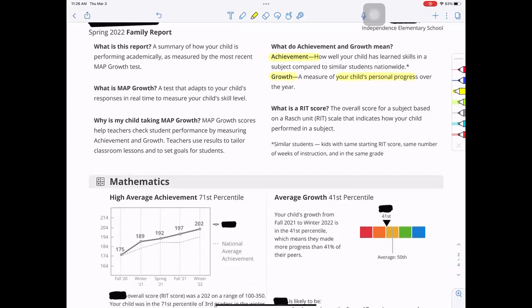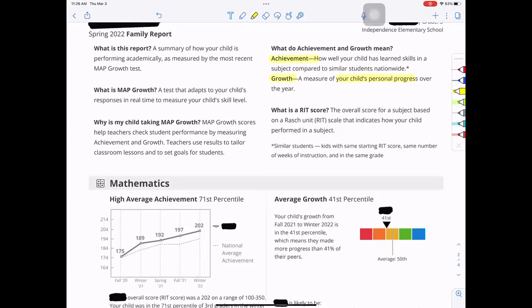And then the RIT, that's the big question that comes up a lot. What is a RIT score? It's actually a Rasch units scale, and it's pretty cumbersome to explain, but essentially it helps us measure your student's growth over time. Right now, I just want you to understand that the RIT is the number that goes up over the years, and we'll talk about how we compare that number to your child's performance.